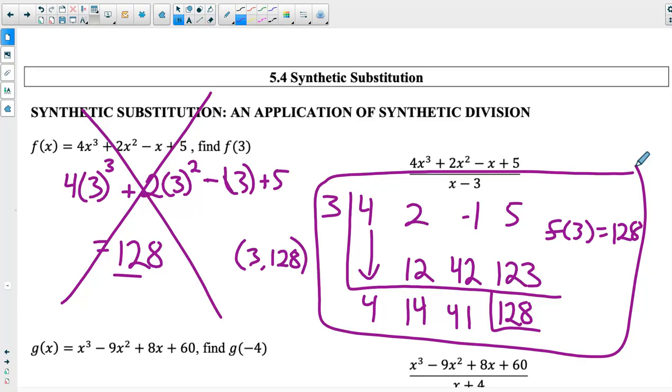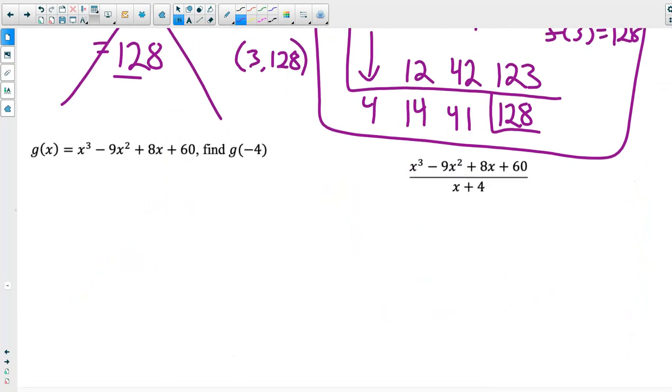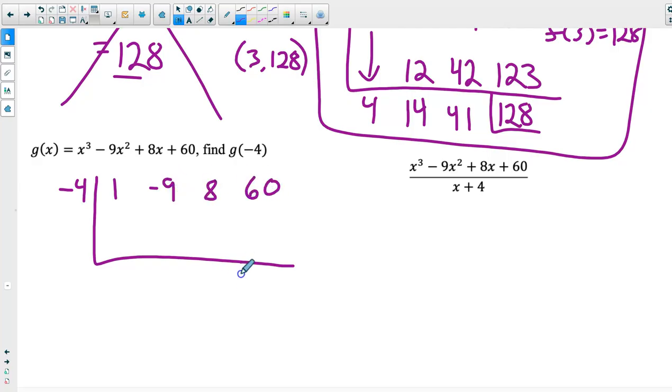So, I'm going to slide down over here. And we're going to do this problem. We're going to do it with only synthetic division. We are no longer going to plug the numbers in. So, this is g of negative 4. That checks out over here because I'll do whatever makes that 0. So I got negative 4. I put my coefficients in, so I'm looking at 1, -9, 8, and 60. I want you to try the synthetic division on your own.